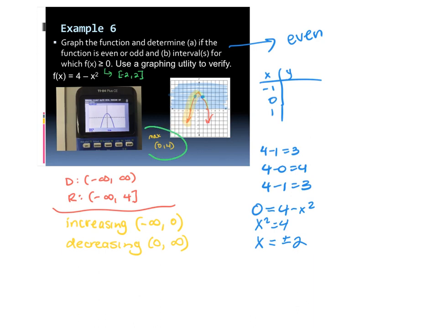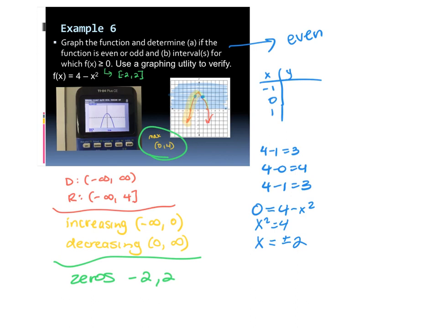We found our max, right? We said our relative max was 0, 4. What else did I miss? Okay, there's no relative min, right? It never goes down and comes back up. I'm missing something else, right? Oh, the zeros we said were negative 2 and 2. What's supposed to be your interval?